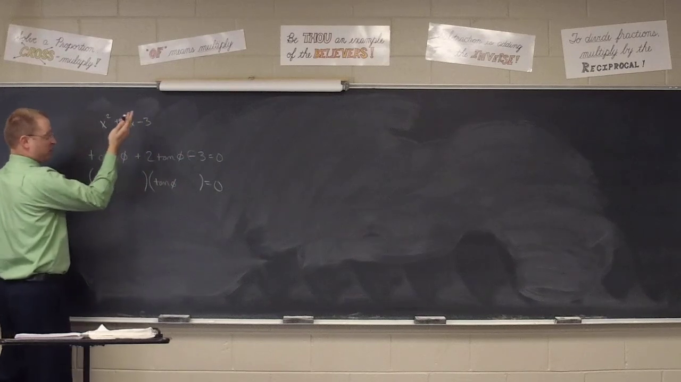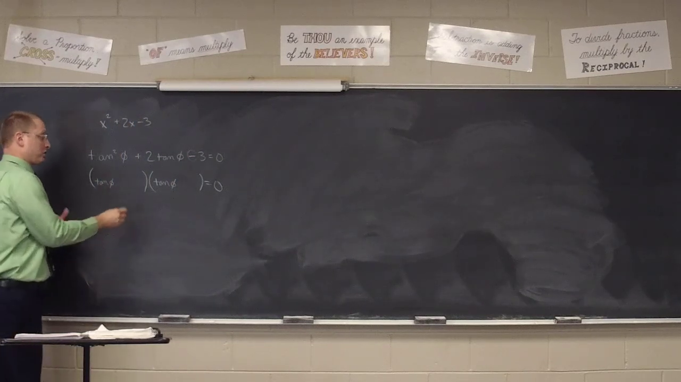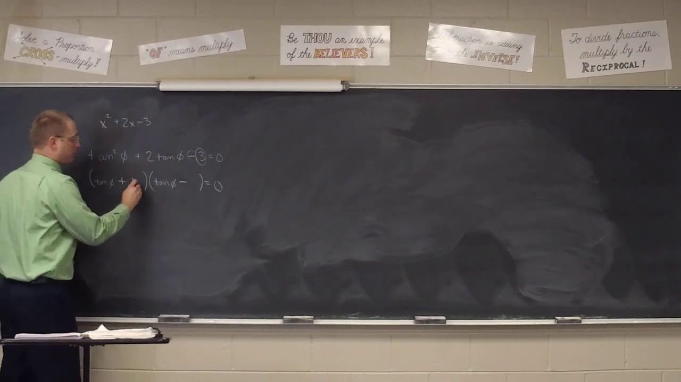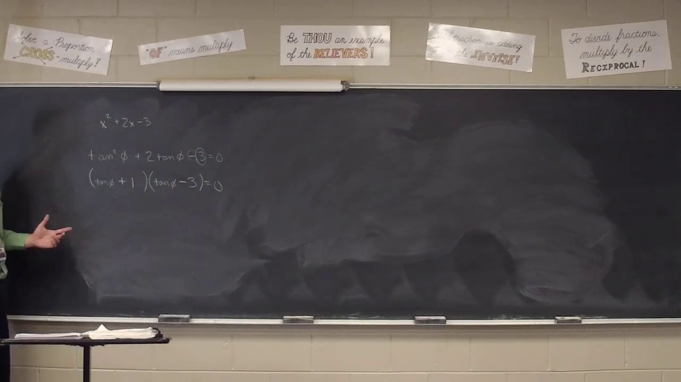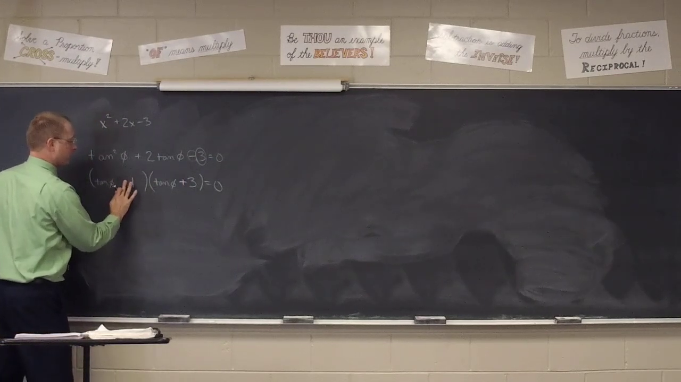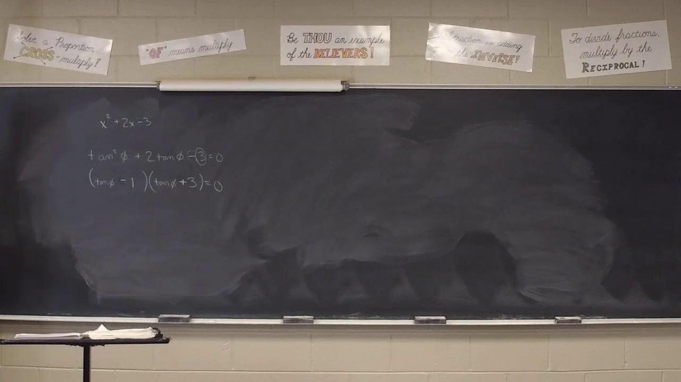Negative sign tells us signs are different. They alternate. One's positive, one's negative. The only way to split up a 3, 1 and 3. And remember, we always check our outer inner. No, that's not right. Okay, so change the sign. Make that the positive, and make that the negative. Now the outer inner checks, right?